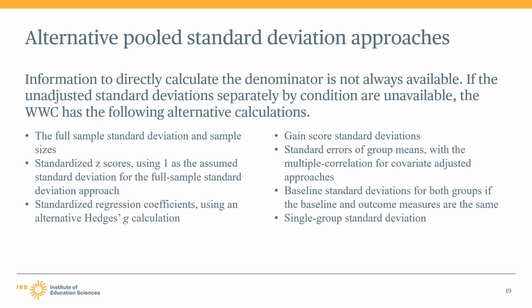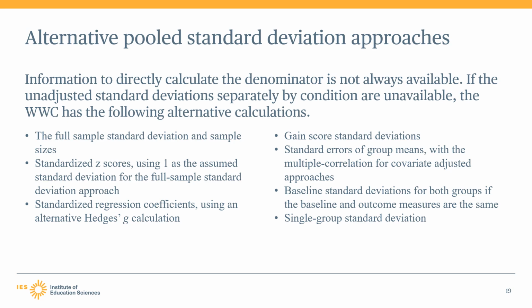Now, even when the typical impact estimates are available to calculate Hedges G, reviewers may not have the unadjusted standard deviations for the intervention and comparison group required to calculate the typical pooled standard deviation, which often is used as the denominator in the effect size formula. If this occurs, the WWC does have several alternative methods that can be used for calculating the pooled standard deviation from other types of commonly reported statistical information.